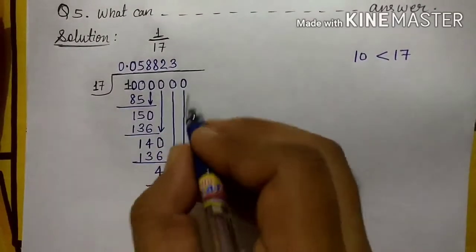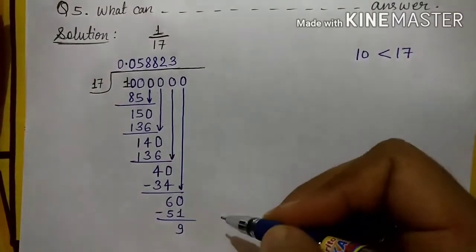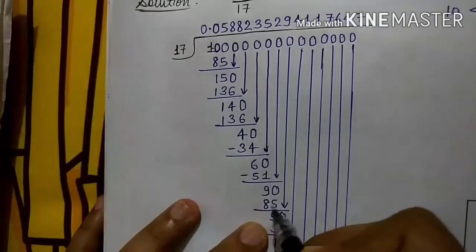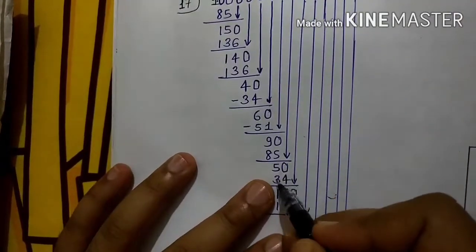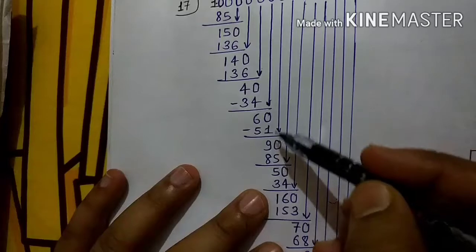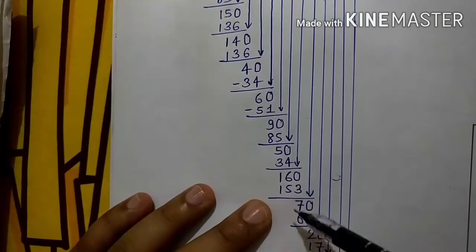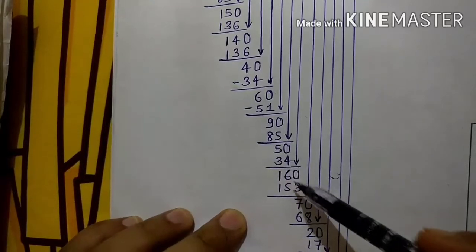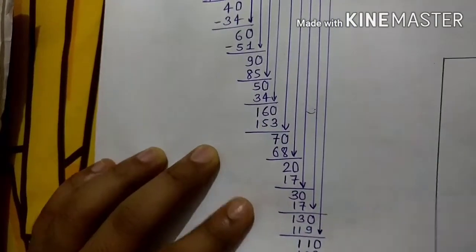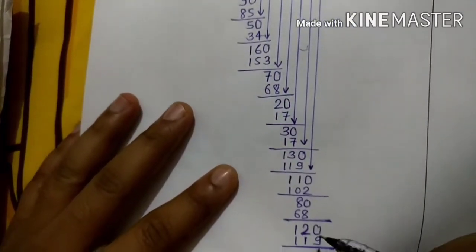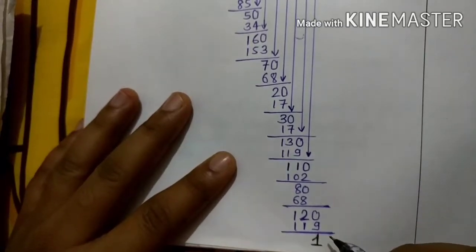Okay, again a 0 will be added here and we can make it 90. Then 17 5s are 85. So how much is left? 5. Then again we will take 0, and in this way we will solve it again and again. So every time we are getting different digits. Okay, so when we solve till the end, what remainder is coming at the end? Just check here. At the end the remainder is coming 1.